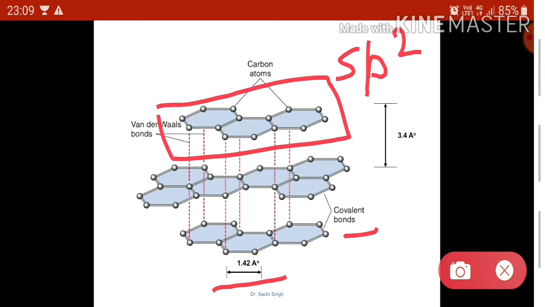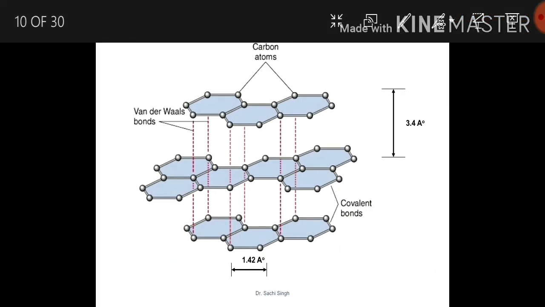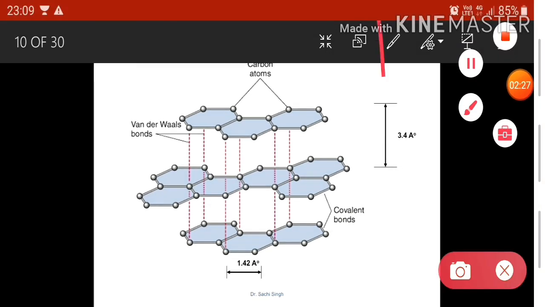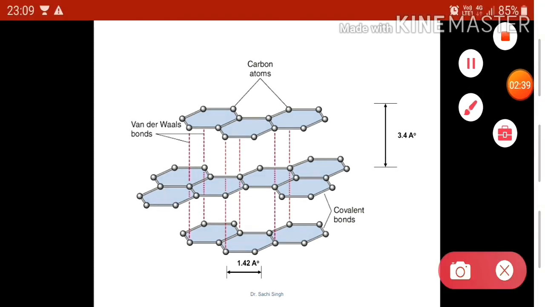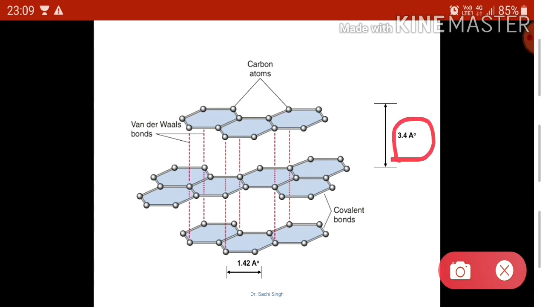Each layer of graphite is attached to the other layer of graphite by a weak van der Waals force of attraction. This weak van der Waals force of attraction makes graphite soft, slippery in nature and used as a lubricant, because the distance between the two layers of graphite is 3.4 angstrom. Okay, that's why it is very weak, and it is soft, slippery and used as a lubricant.